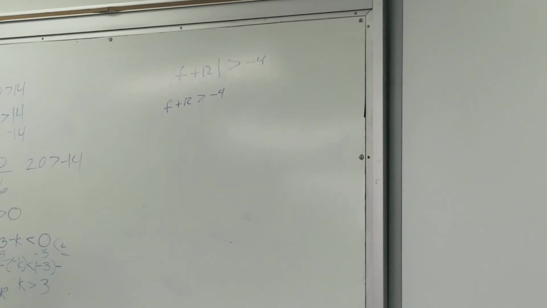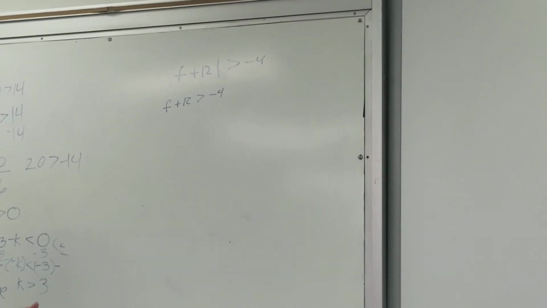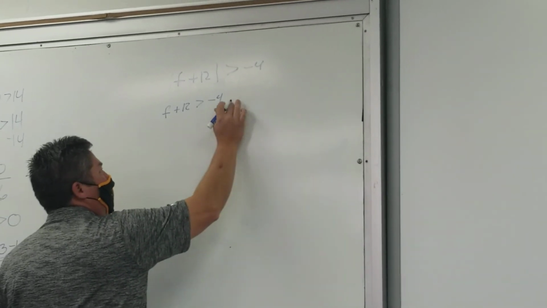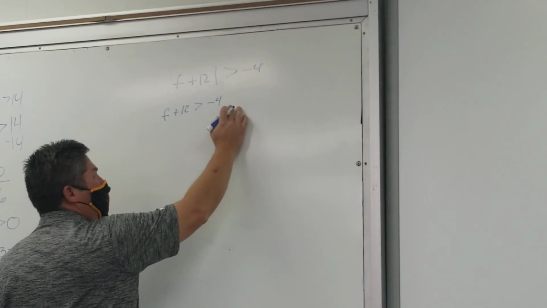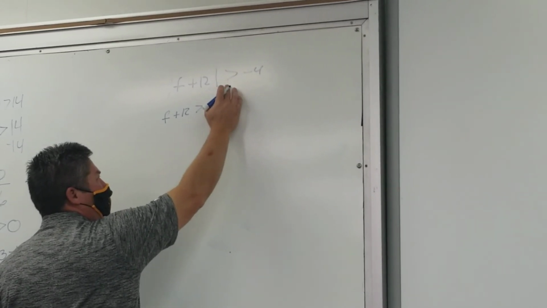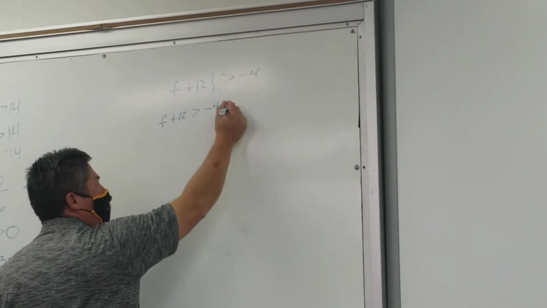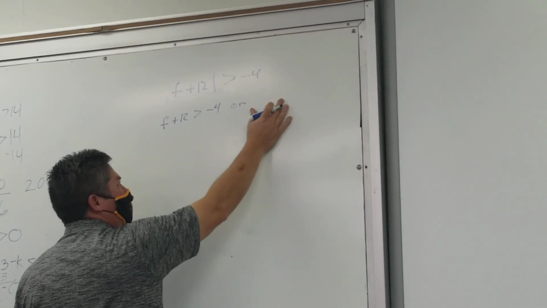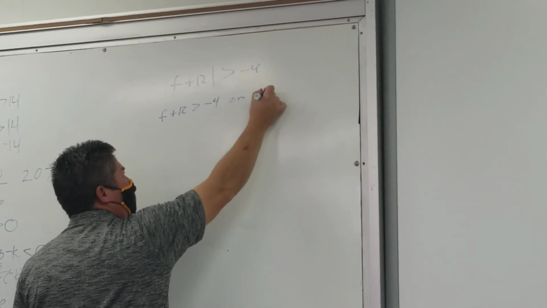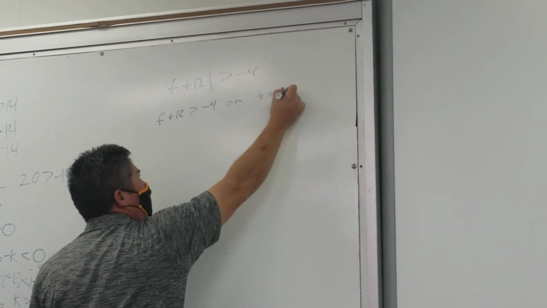And then my other equation. Will I write an and or an or between? Or. And then what's my other equation? F plus 12 is less than negative 4. Good.